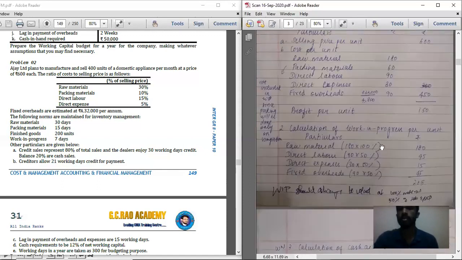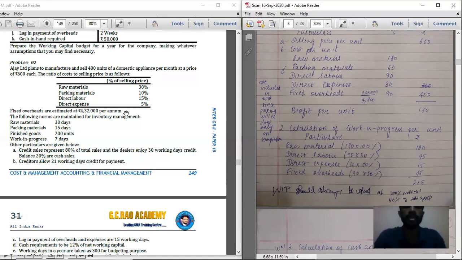Now come to working note number 2. Put the heading, calculation of work in progress per unit. See, in this particular problem, problem number 2, they have not mentioned how much is the work in progress, that is, what percentage of completion the work in progress is. They have not mentioned anything.